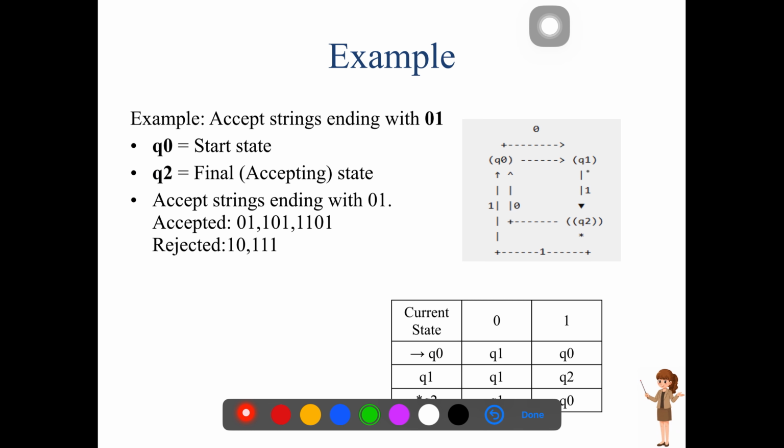Example of the finite automata. You can see the transition diagram, you can see the transition table, and Q0 is always the start state and Q2 is a final state, and this is all the acceptance and rejection based on the input, and transition, which transfers from one state to another. Let's move on to the next slide.